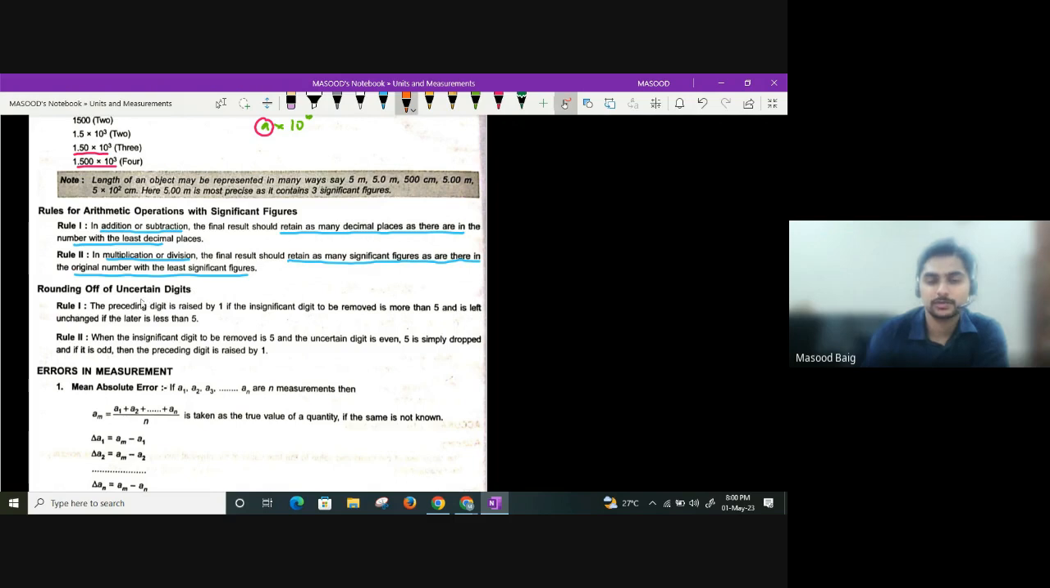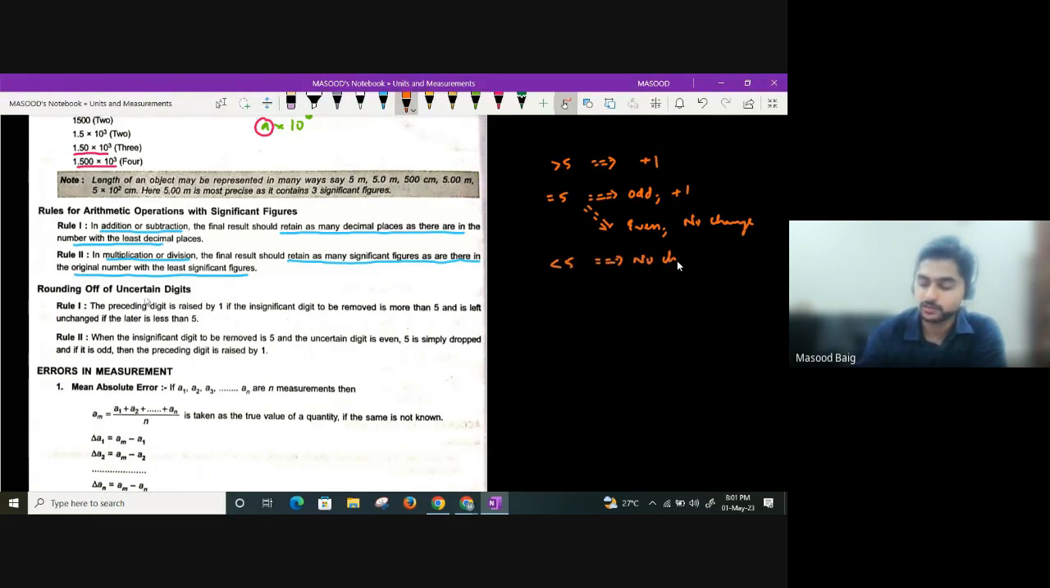You study this in chemistry also, guys, right? So whenever you're dropping an insignificant digit, if the insignificant digit is greater than 5, what will you do? You will just add 1. If it is equal to 5, you will see two cases, guys. You will check whether the preceding digit is odd or even. If the preceding digit is odd, you will add 1. If it is even, no change, guys. Yes or no? If it is even, then you don't have to make any change. If it is less than 5, obviously you are not going to make any change.